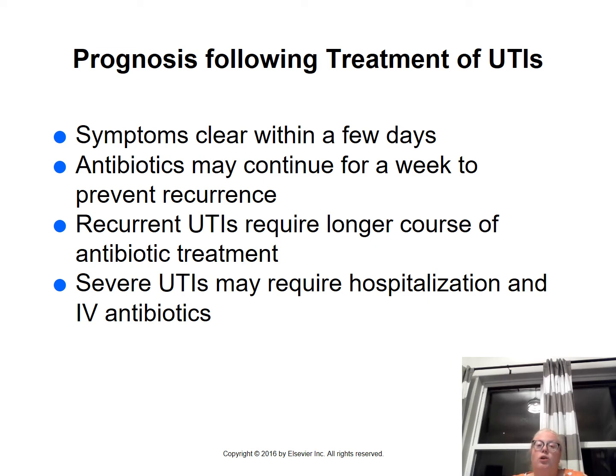If the patient struggles with recurrent UTIs, then they may need a longer course of antibiotic treatment. And typically for more severe UTIs, they may require hospitalization and IV antibiotics. It's not uncommon to see a patient who's being treated as an outpatient for a UTI with oral antibiotics maybe once or twice, so they've had like two full courses of that week to 10-day antibiotics, to then be hospitalized and receive IV antibiotics.